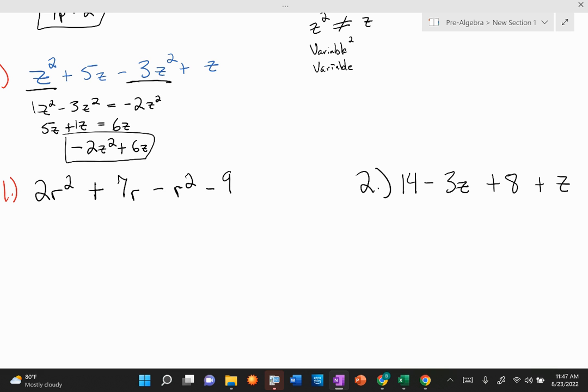And then 7R would be a variable, and then R2 would be a variable. Okay.